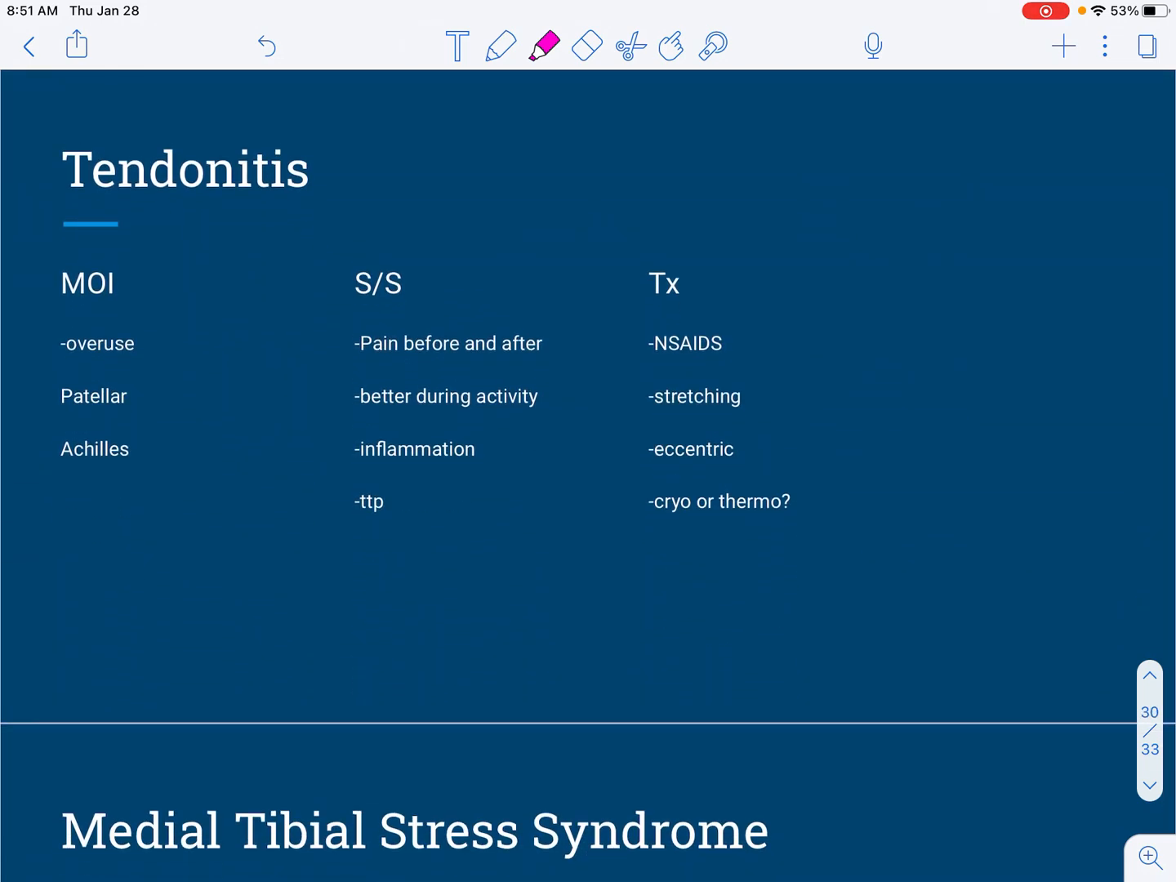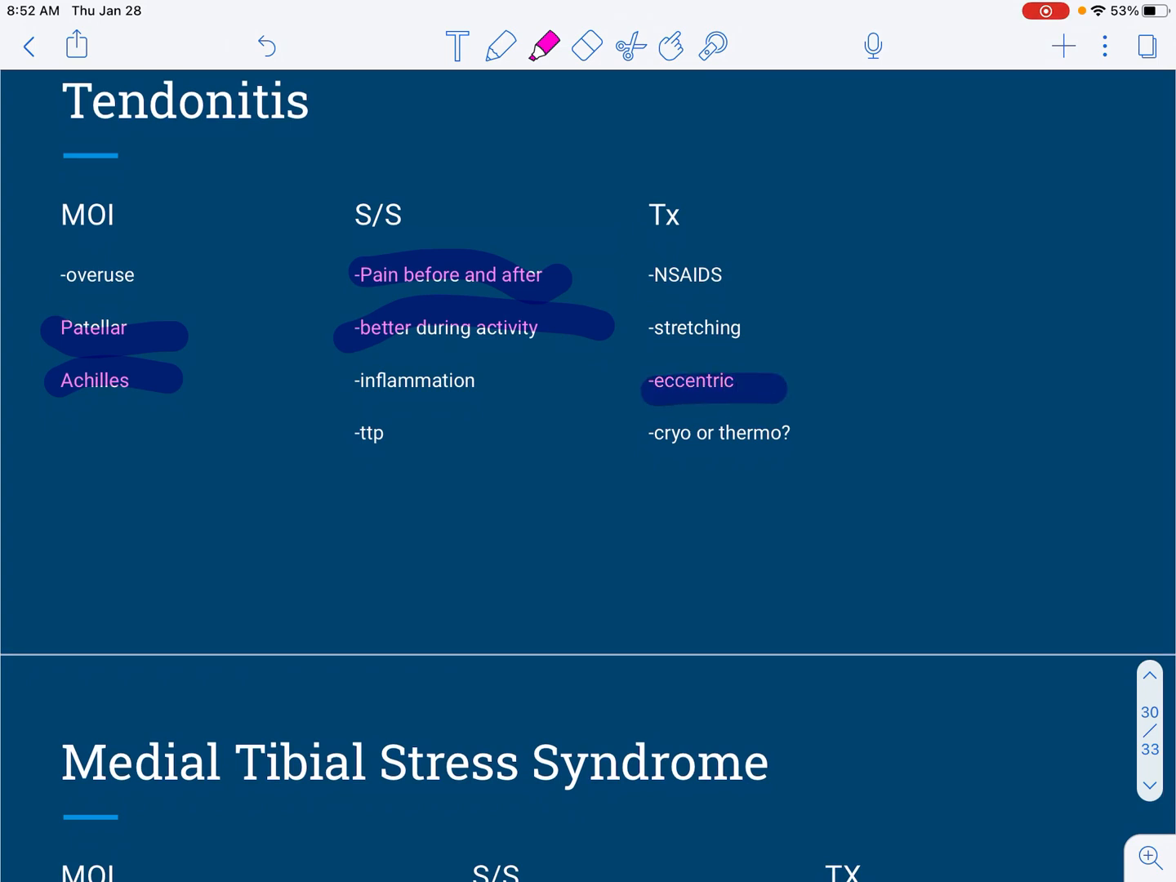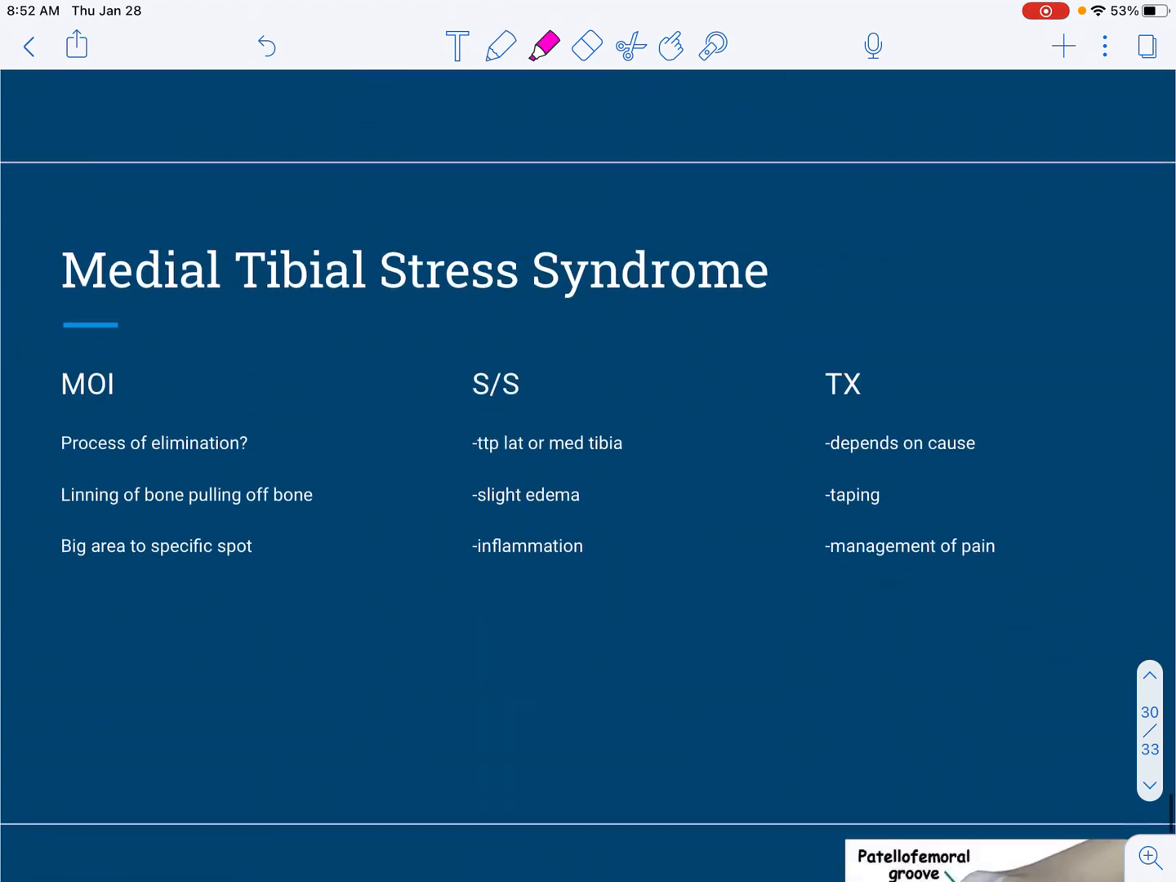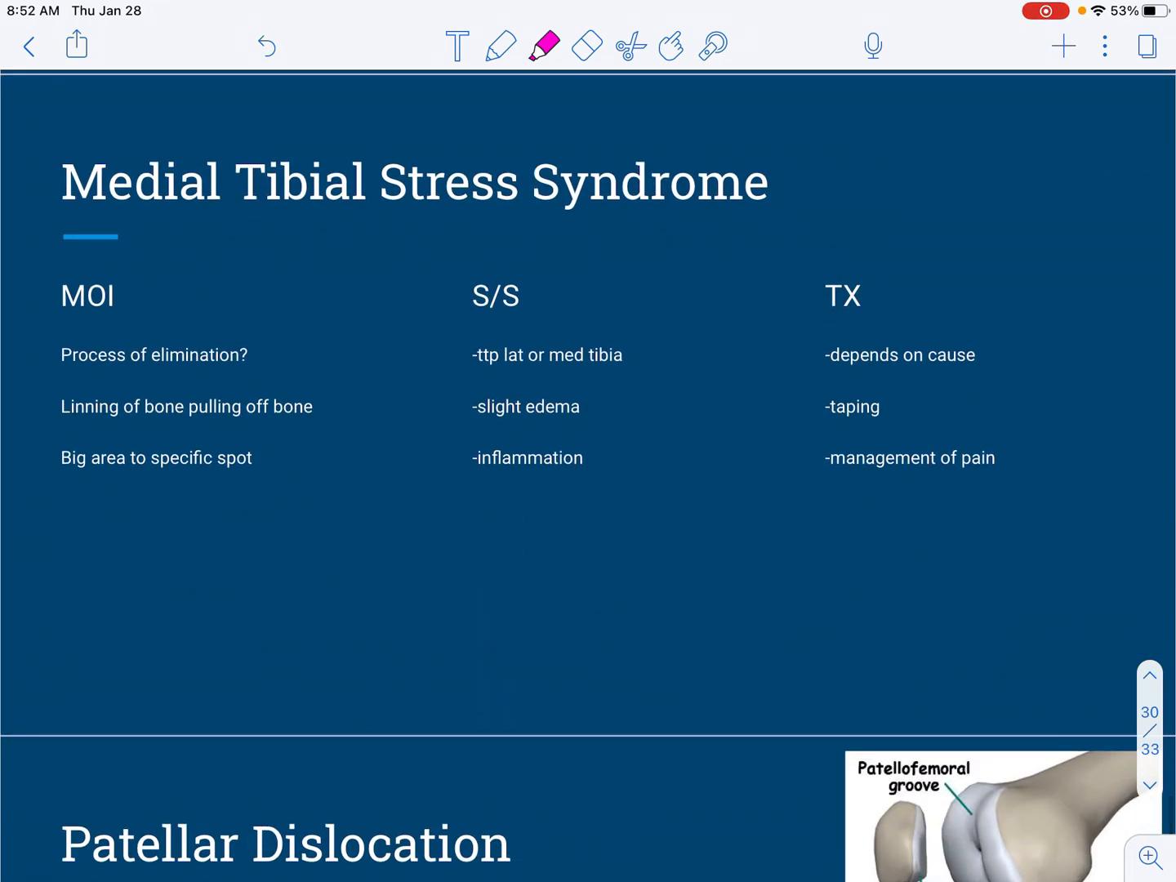Tendinitis, chronic tendon issue, most commonly on the patella or Achilles. Signs and symptoms, it hurts before and it hurts after, but it's better during activity. We need eccentric motions, we need heat before, ice after, and then medial tibial stress syndrome. So this is shin splints.